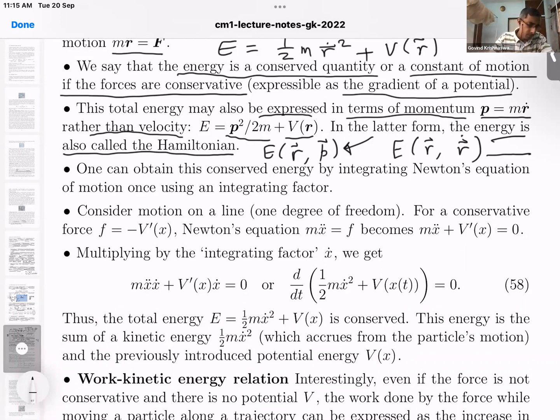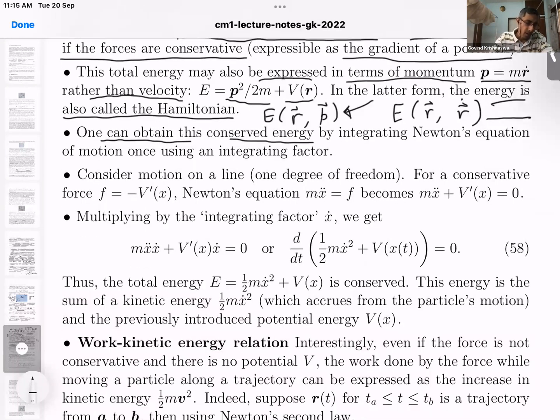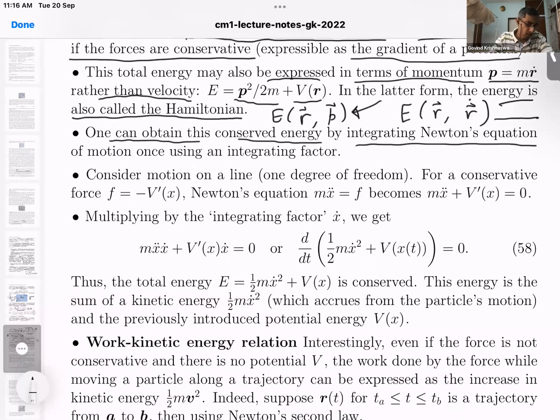Now, one can obtain this conserved energy by other means as well. What did we do here? Somebody gave a proposed formula. We differentiated, checked it is 0. So we concluded that E is constant, constant along trajectories. But you may ask, how did we come up with this formula in the first place? I'll give you an indication of how it can be done. It can be done essentially by integrating Newton's equation of motion once using a so-called integrating factor.